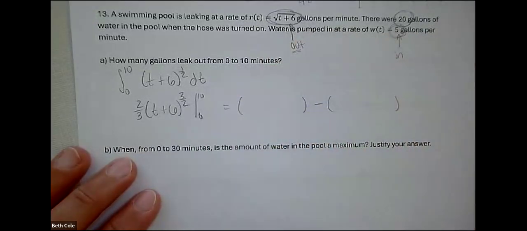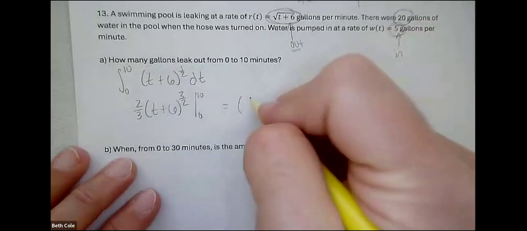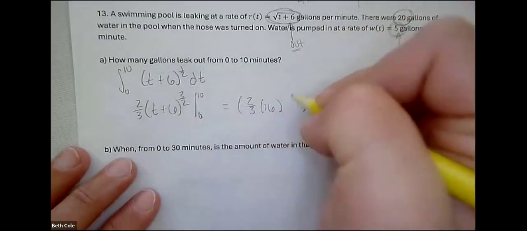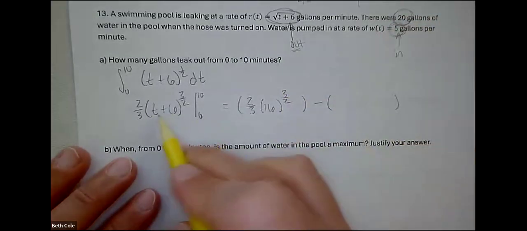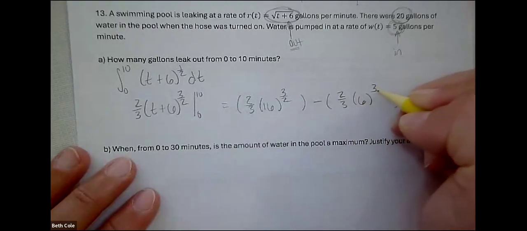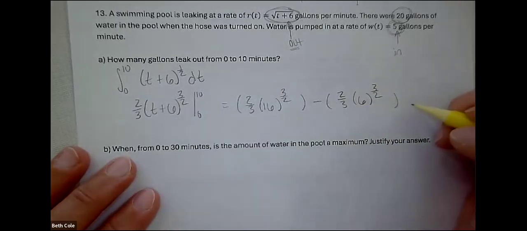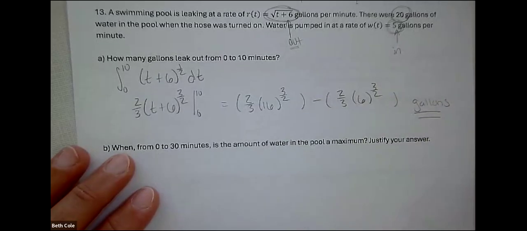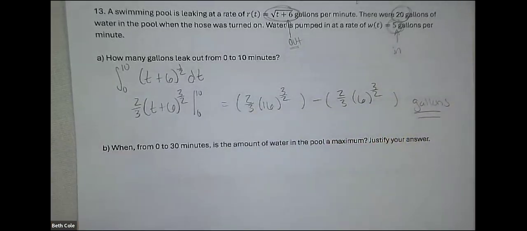And because this one is free response, you do not have to evaluate it. So it'll be 2/3. I am going to do 10 plus 6 and get 16 to the 3/2. And then if you plug in 0, 0 plus 6 will be 6 to the 3/2. It didn't ask for units, but if you're interested, it's gallons. It's just the amount of gallons that leaked out, whatever this comes out to from 0 to 10. It's how much water we lost.